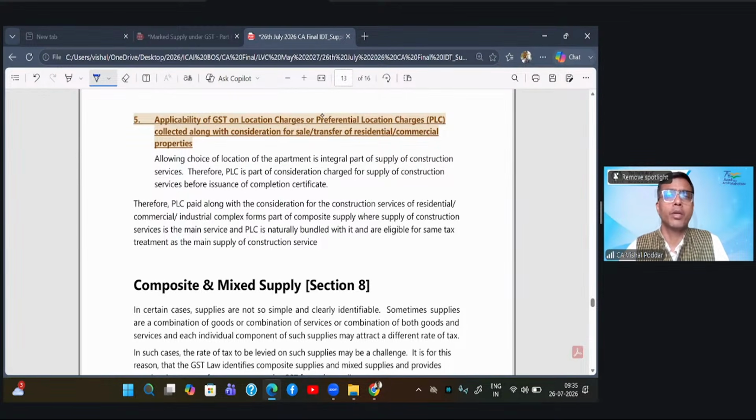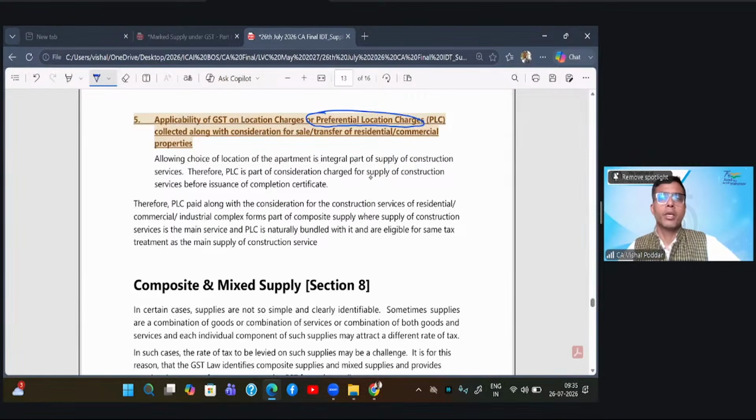Another circular is relating to preferential location charges. So many times when you book a flat or a plot, the builder says that if you are booking this flat or plot or shop, there is a premium charge on it. Why? Because it is road front, it is sea facing, it is on some particular height. So for that preferential location, the builder is charging you extra amount. Now the question is, what is the treatment of this extra amount?